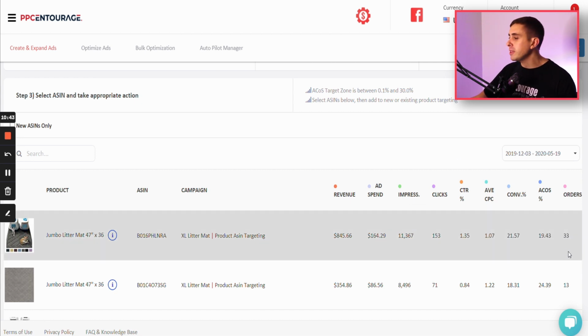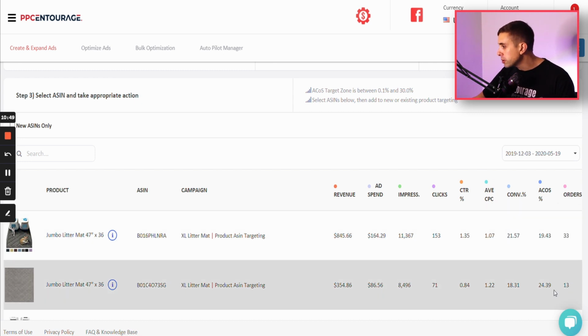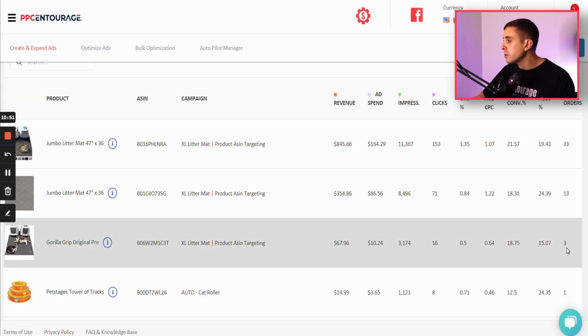And you can see that some of these have multiple orders. So 33 orders with a 19% ACoS, 13 orders with a 24% ACoS, 3 orders with a 15% ACoS. So obviously, if I have converted using sponsored product ads, this could be a good target for sponsored display ads. So I want to then harvest this.